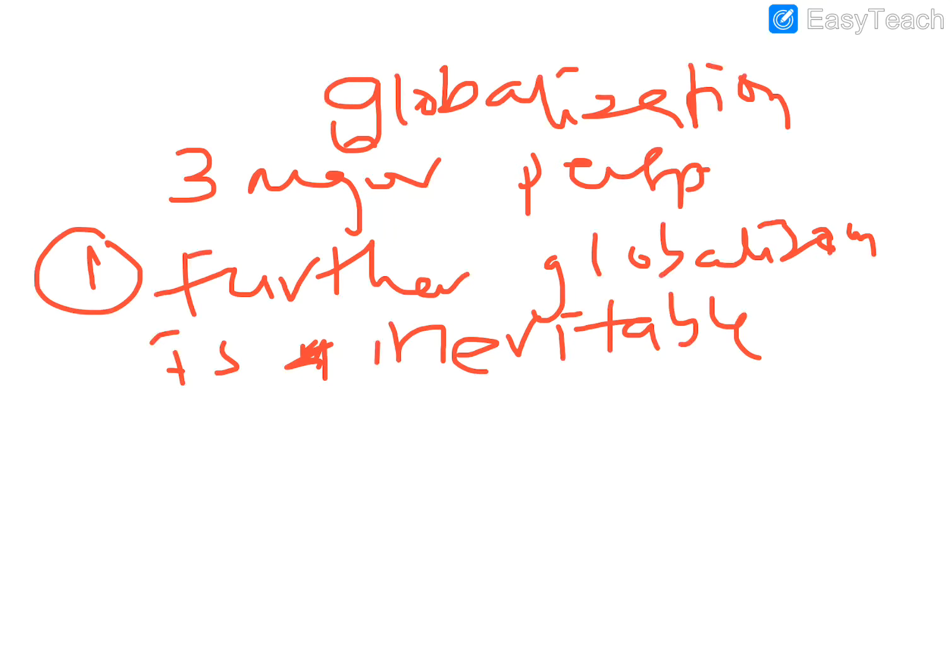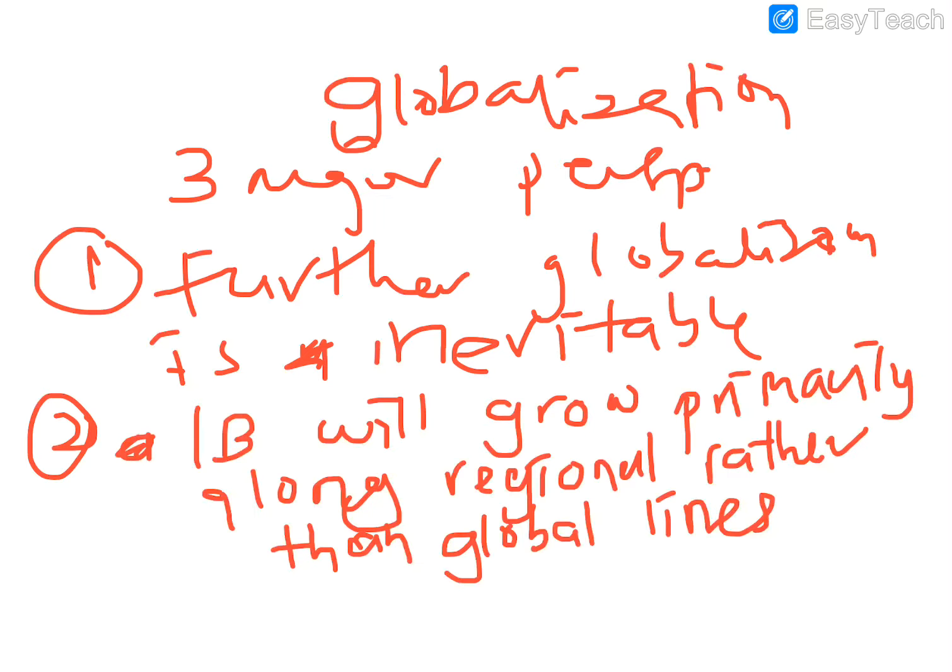The future of globalization, you can see three major perspectives. First is that further globalization is inevitable, meaning it's something that you can't avoid. Whether you like it or not, you still need to face globalization. Second is that international business will grow primarily along regional rather than global lines. Then lastly, forces working against further globalization and international business will slow down both trends. If you force your company to work against globalization and international business, you actually slow down both trends.